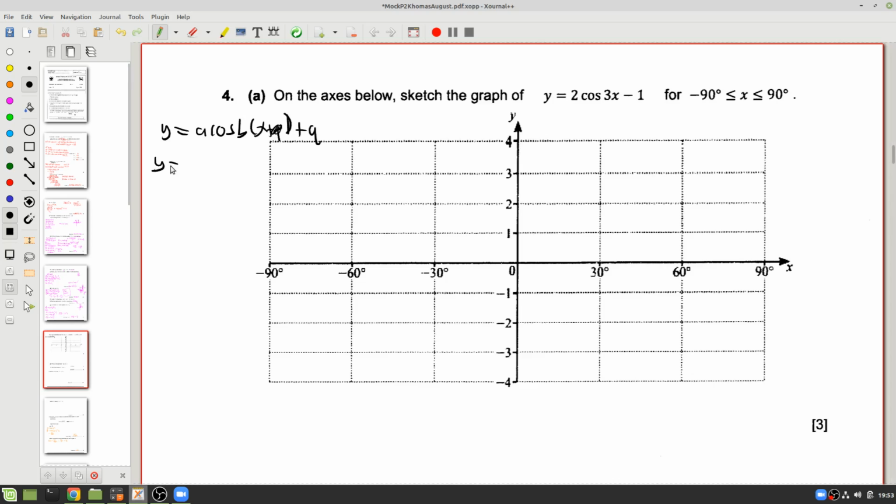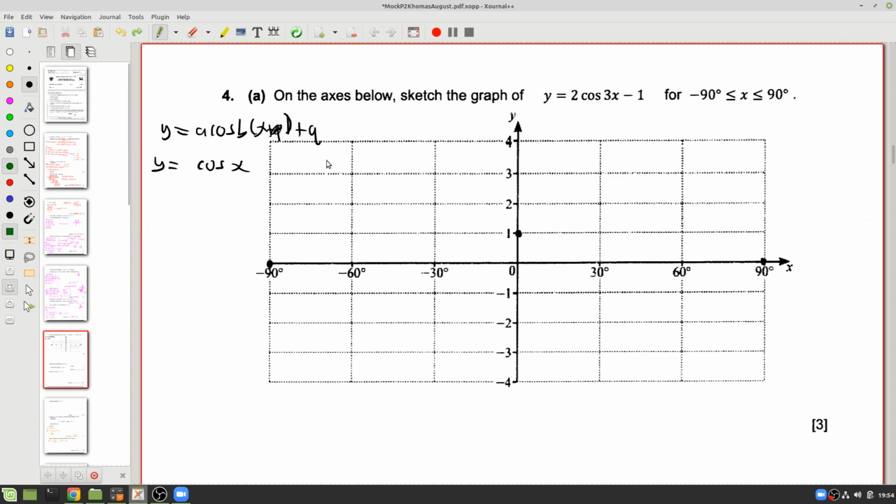So we've got some value times cos x plus 1. First, y equals cos x. What does that look like? Cos of 0 equals 1, cos of 90 equals 0, cos of negative 90 equals 0. Those are the values we have to start with. Then we're going to start changing these values and see how that affects the graph.